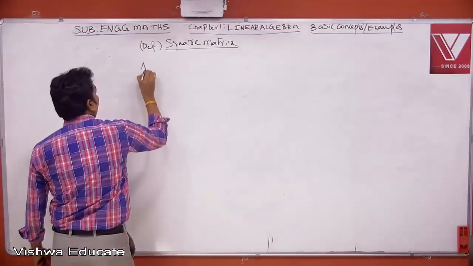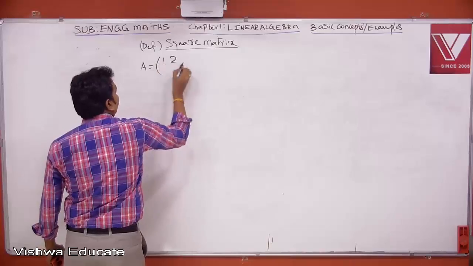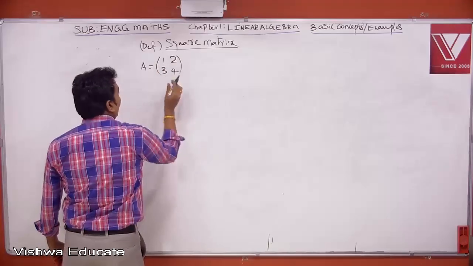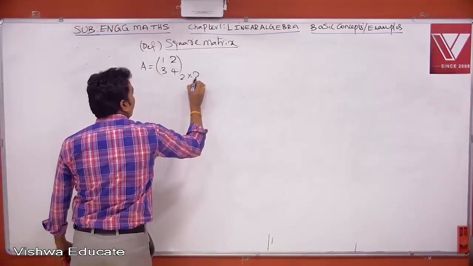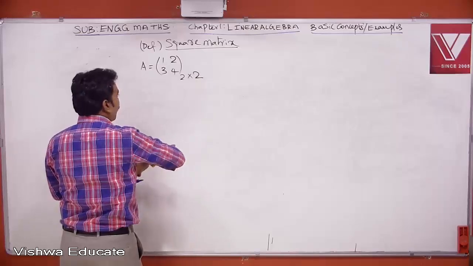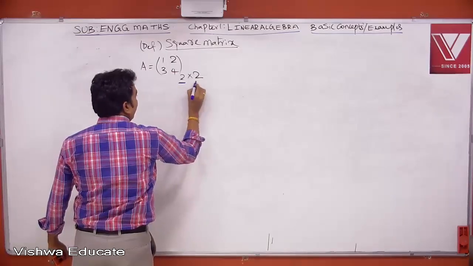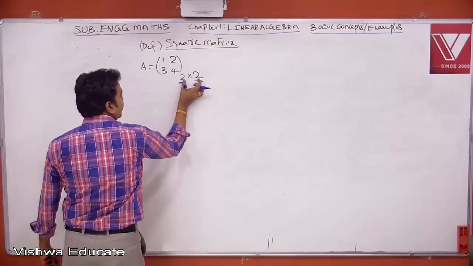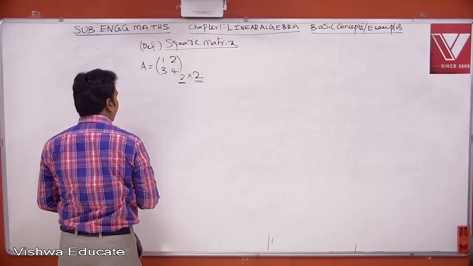Suppose I take A equal to, for example, 1, 2, 3, 4. Now it has 2 rows and 2 columns. You can see here the number of rows is 2 and the number of columns is 2. So this is an example of a square matrix.